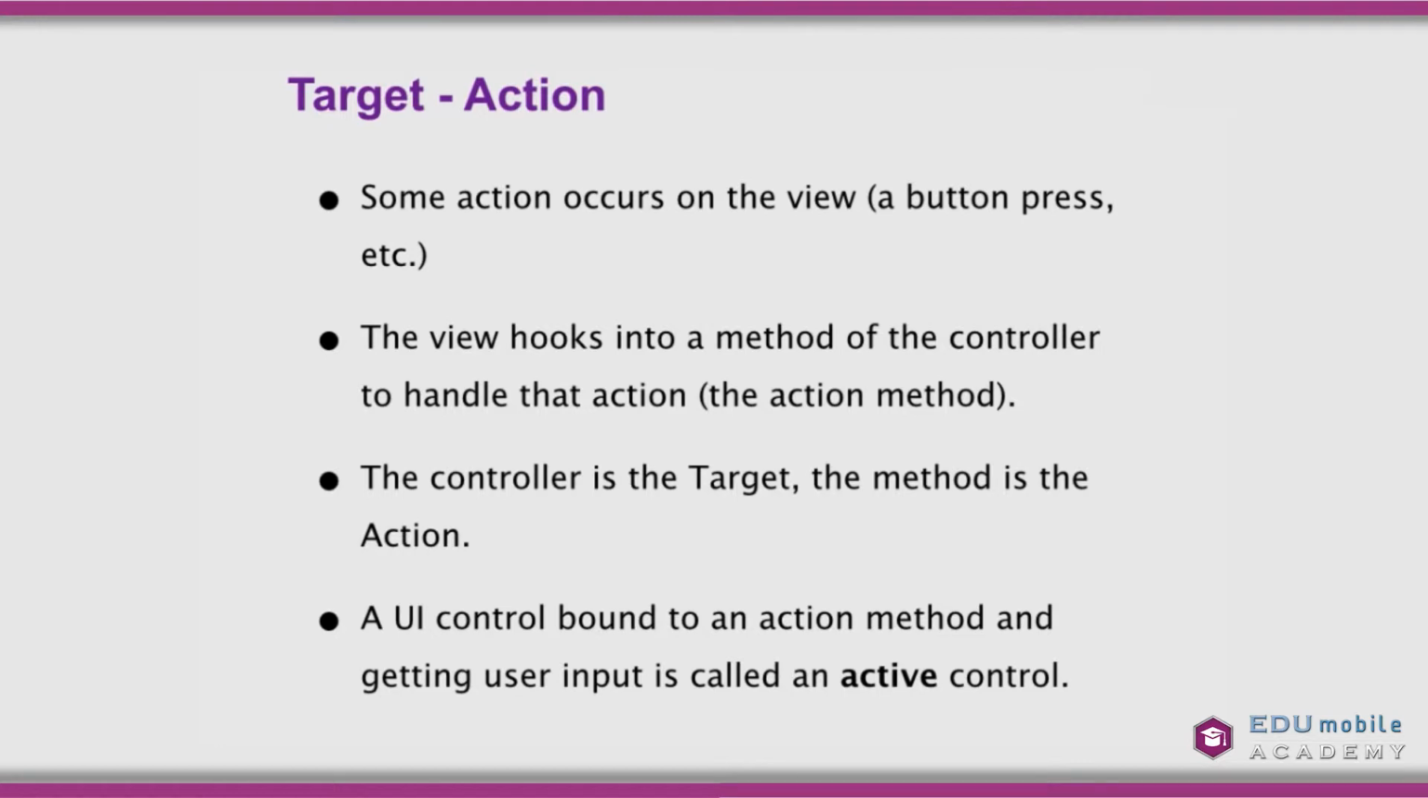Any UI control bound to an action method and getting user input is therefore called an active control. So things like buttons that we must press are always going to be active controls. But things like labels that just display information, those are usually passive controls. In fact, they're always passive controls. The controller is going to directly place the information into the label. There is no action required by the user to interact with that, and so that's a passive control.